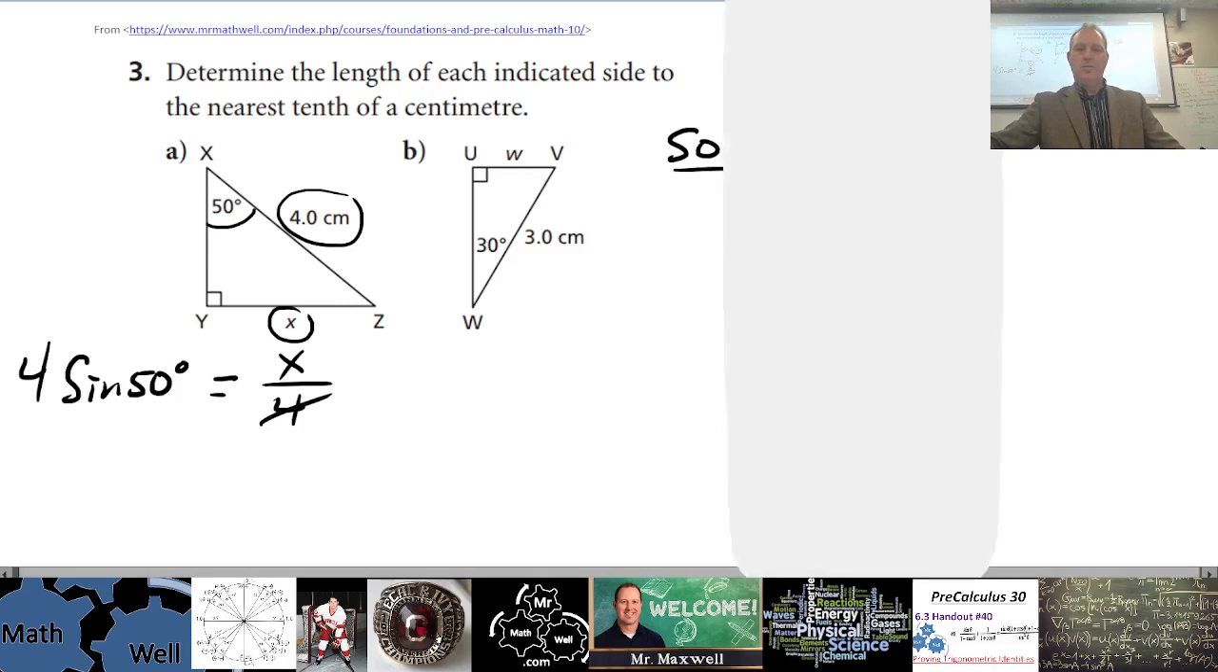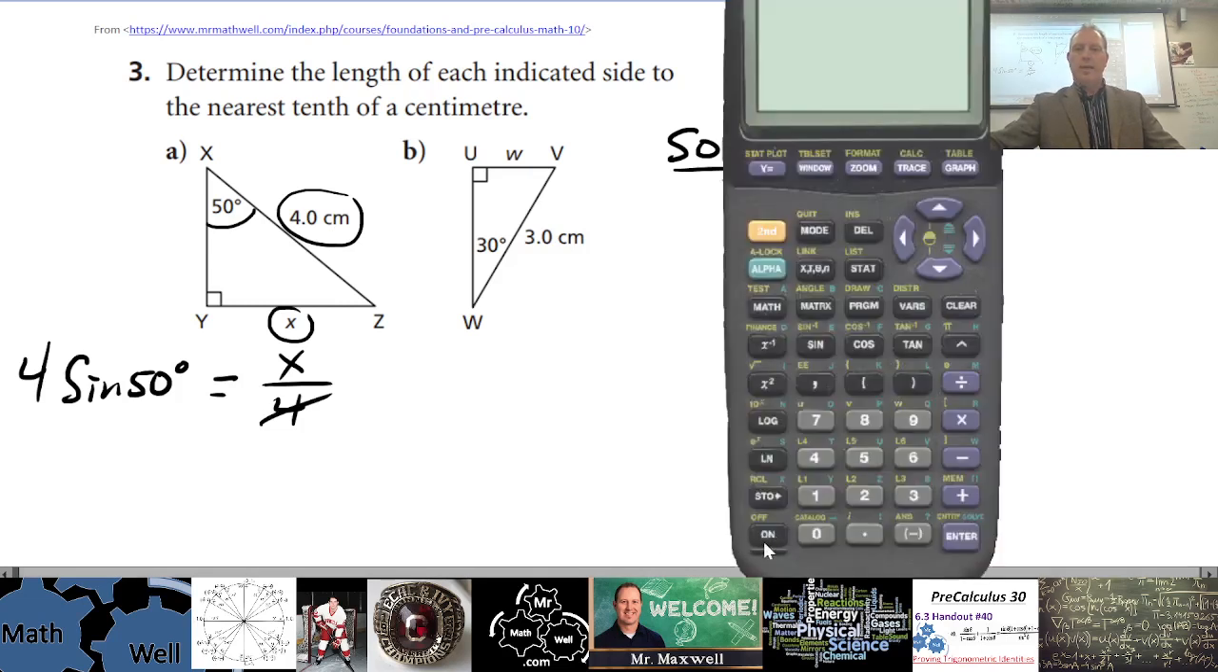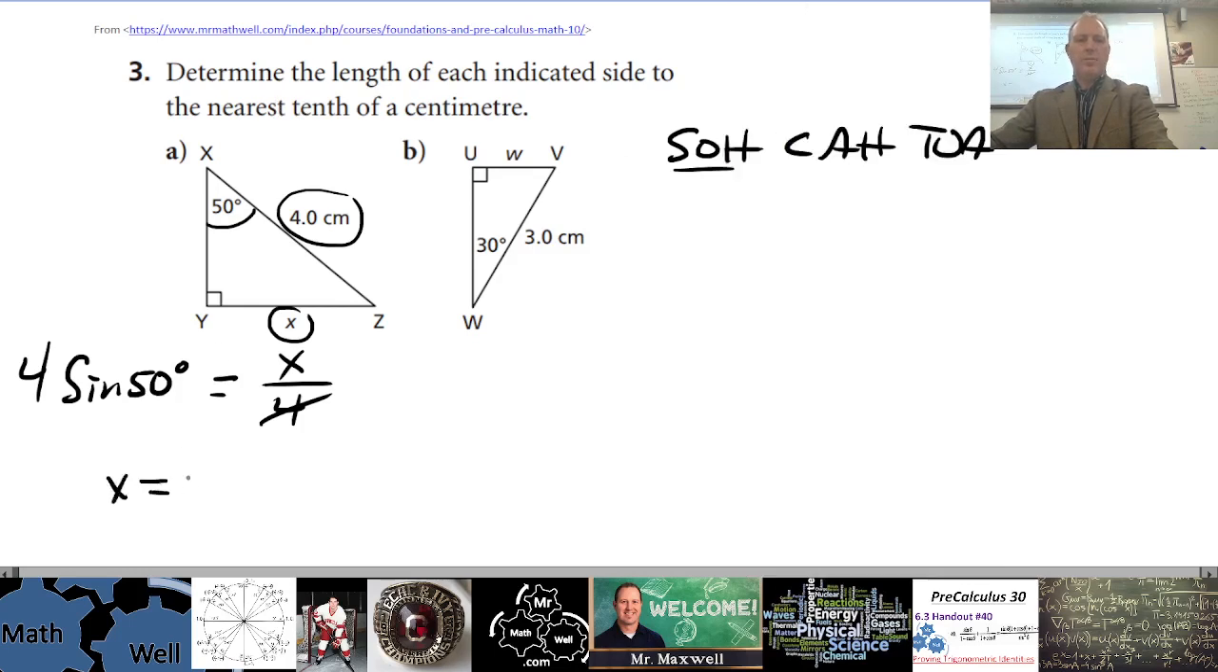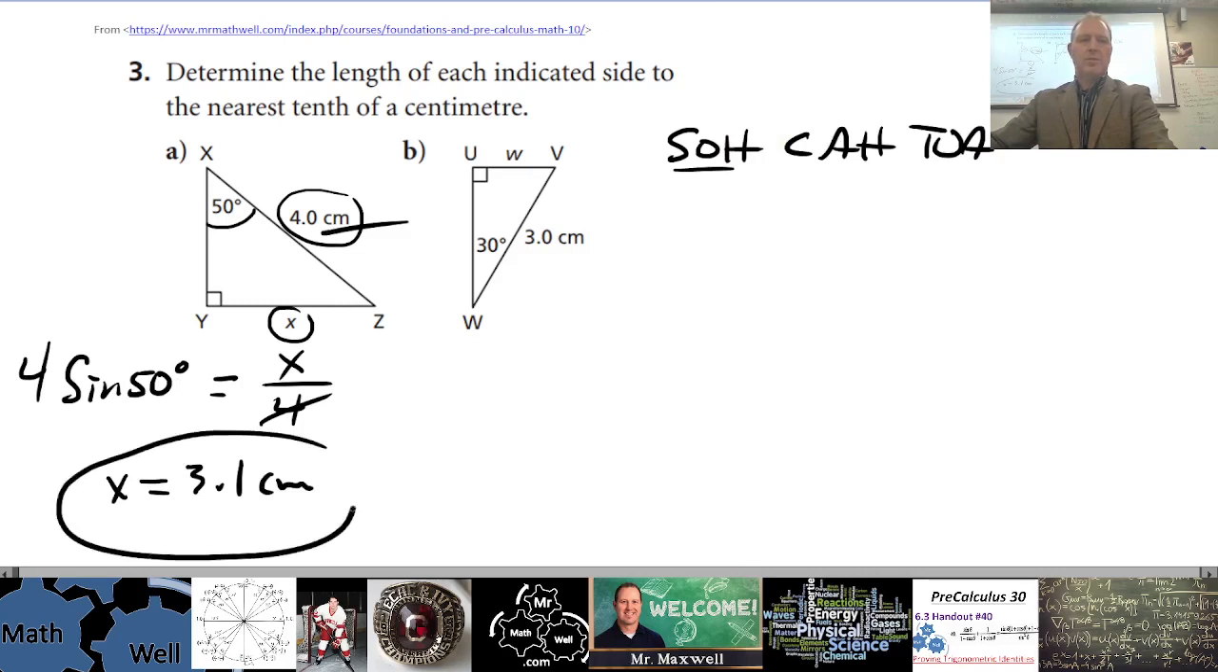And so I get on my calculator, and turn that on, hit clear, and I'll do 4 sine 50. Make sure your calculator's in degrees. You should get, looks like 3.06. So the nearest tenth is 3.1. X equals 3.1. Make sure you have your units. Centimeters. Okay. Anybody get 3.1 centimeters for 3A? Yeah? Okay, good. I did it right then.